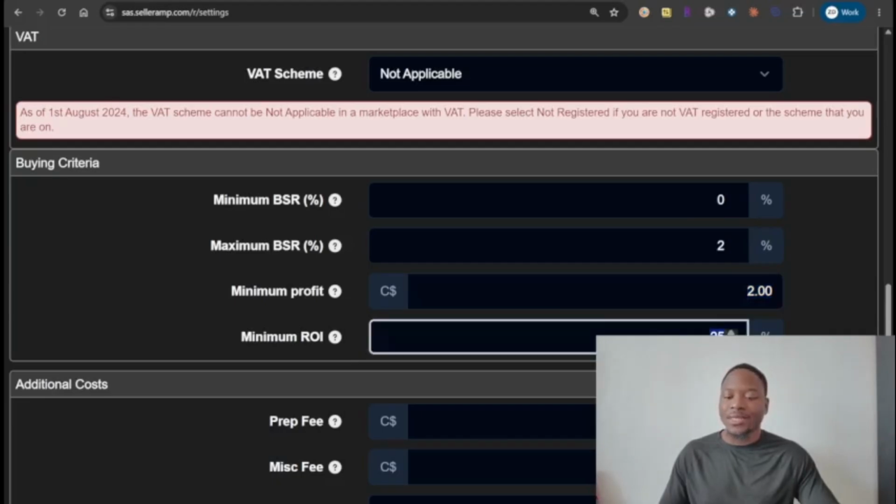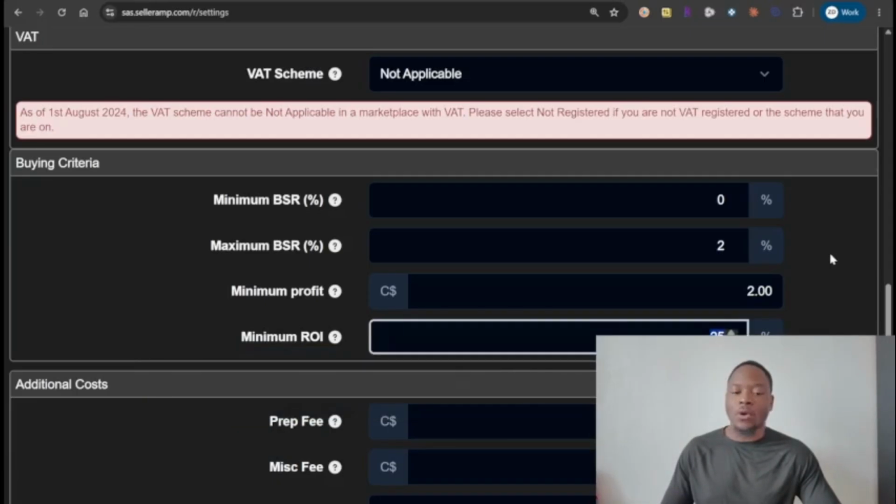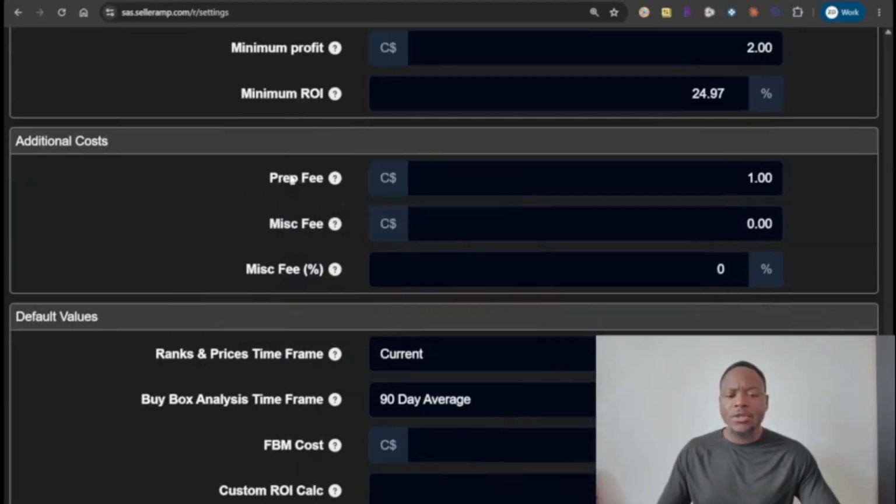Minimum ROI, I'm also going to keep this at 25% in terms of minimum. And ROI just means return on investment, right? So it will calculate how much you're going to be making after all the fees once you put in your buy cost. Another thing that we need to talk about will be the prepping fees, right? So how much in prepping fees?